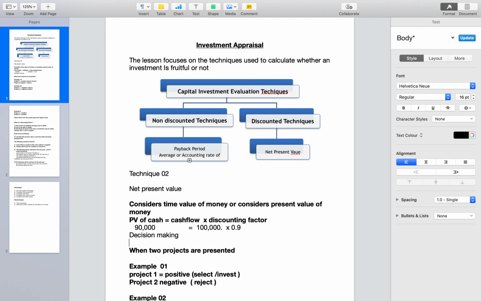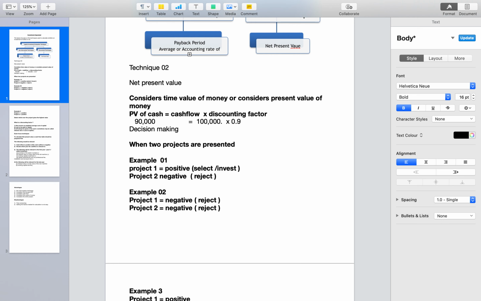Now guys, in payback period, you know how to make a decision. Let's take 2 projects given to you. Whichever project gives you the shortest payback, you select that. In net present value, you will be selecting this way. Let's take for example 2 projects given to you. You do all the relevant calculations. Project 1's last answer is positive. Project 2's last answer is negative. So you always go and select or invest in the positive project.